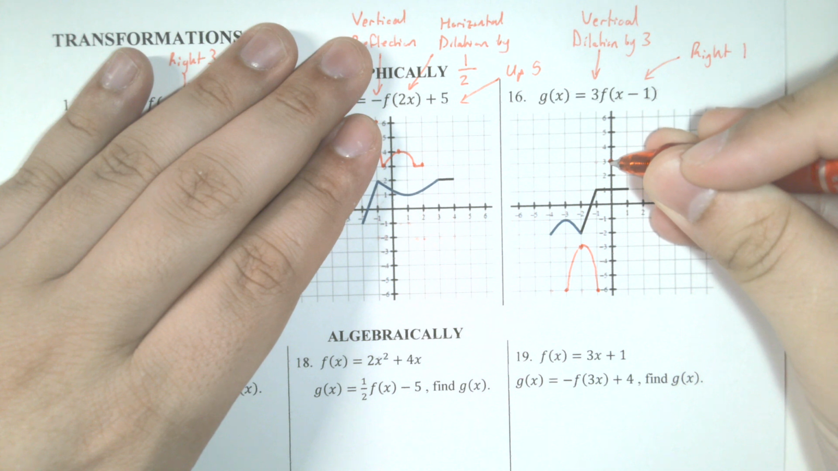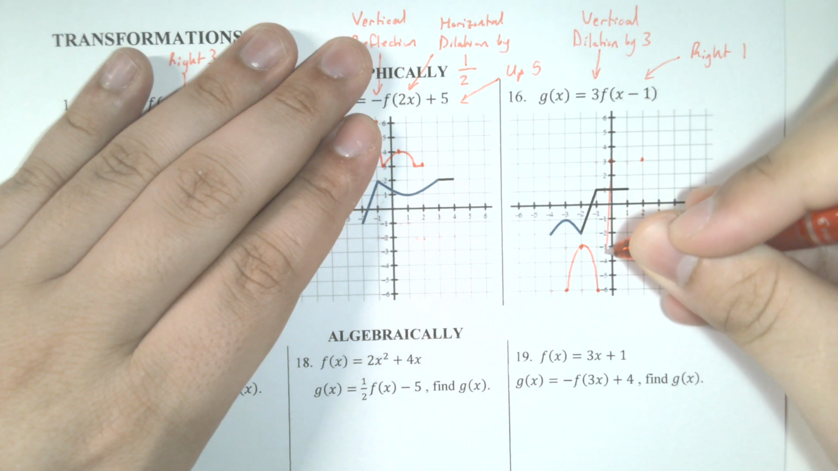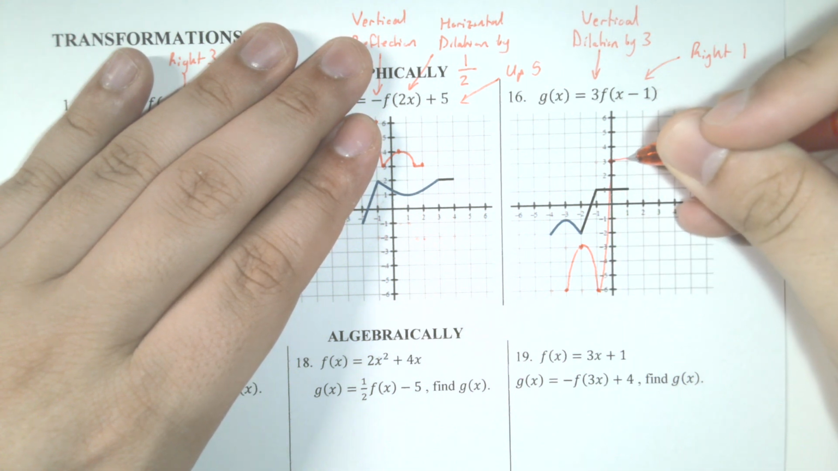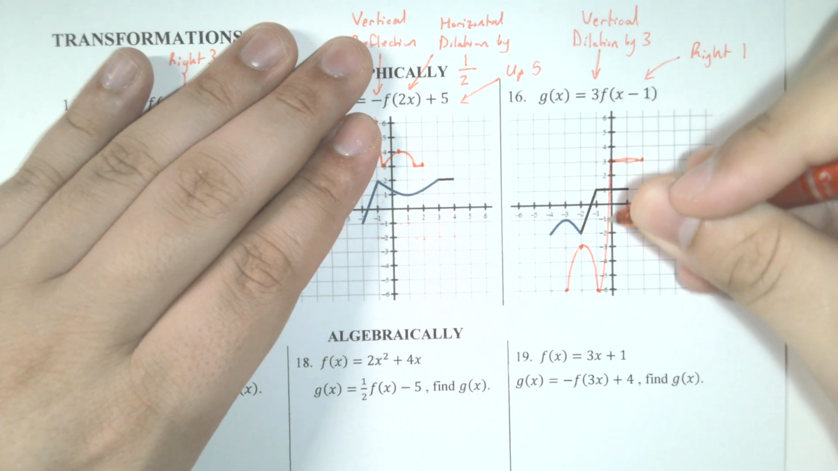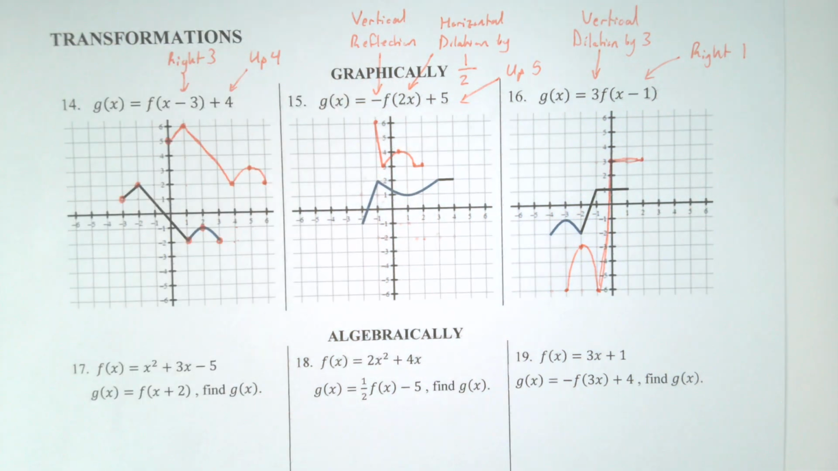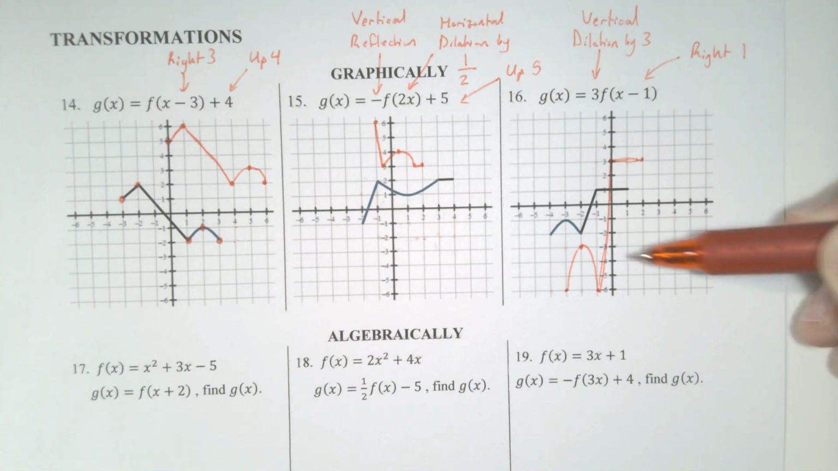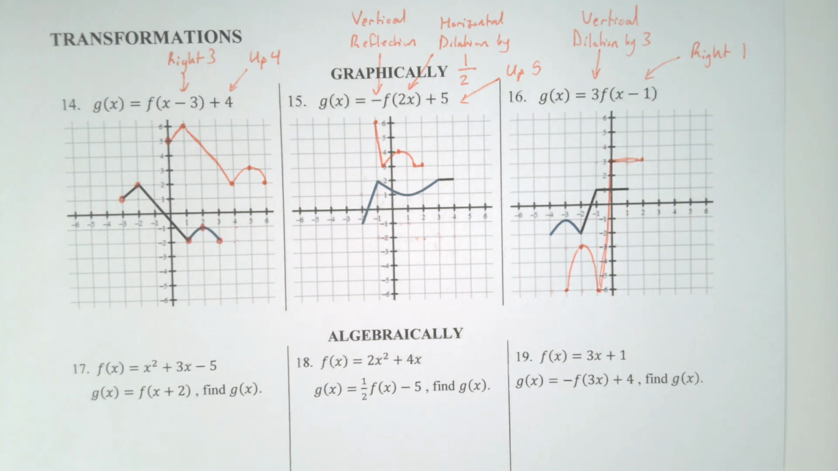a shape that looks like that. That's definitely a straight line. But that is what our graph should now look like.